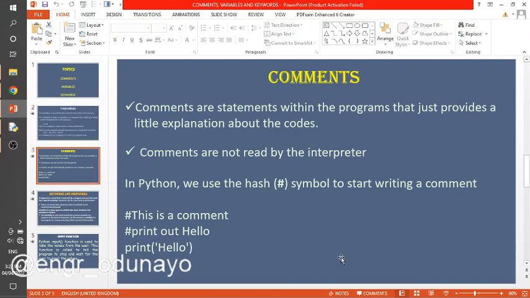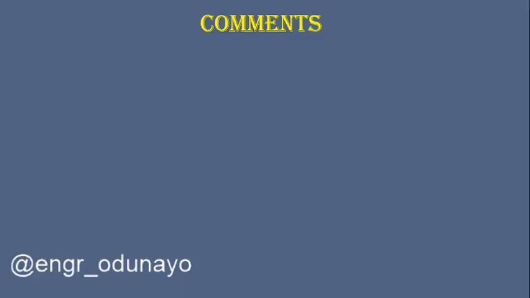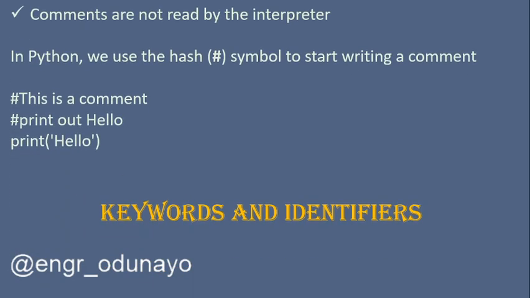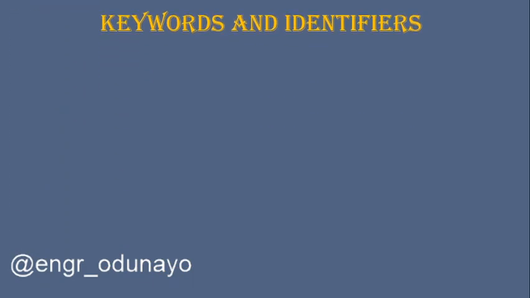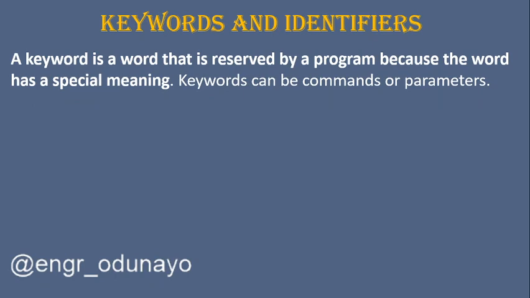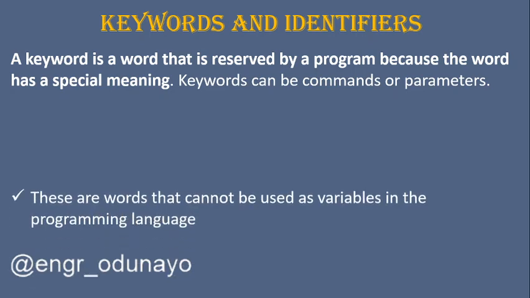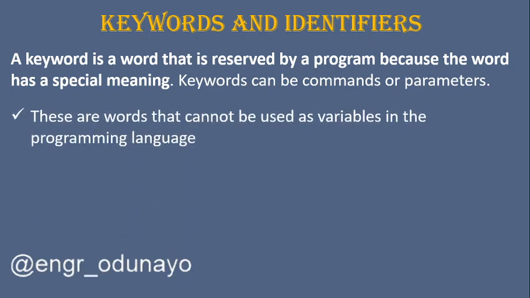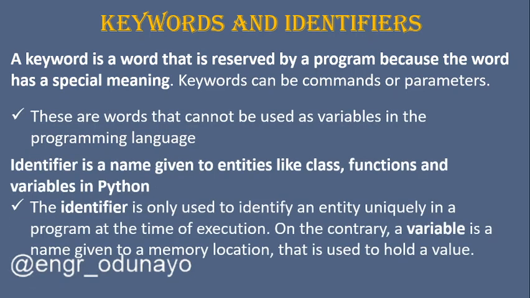Okay, let's look at the next topic: what keywords and identifiers represent in Python. A keyword is a word that is used by a program because the word has a special meaning. Keywords can be commands or parameters. These are words that cannot be used as variables in the programming language. Then an identifier is the name given to entities like class, function, and variables in Python. The identifier is only used to identify an entity uniquely in the program at the time of execution. On the contrary, a variable is a name given to a memory location that is used to hold a value.